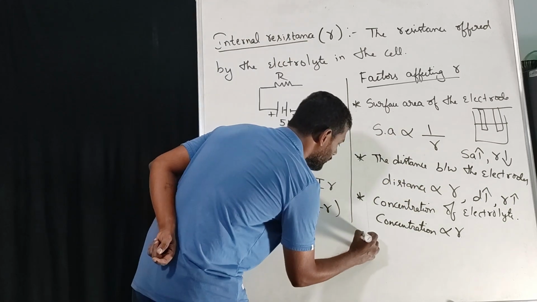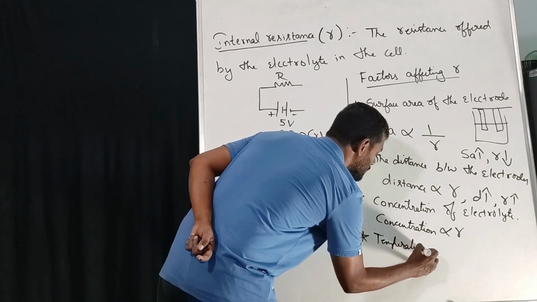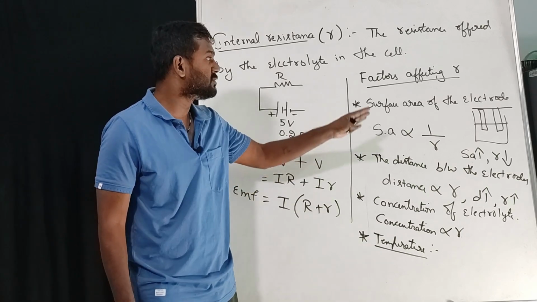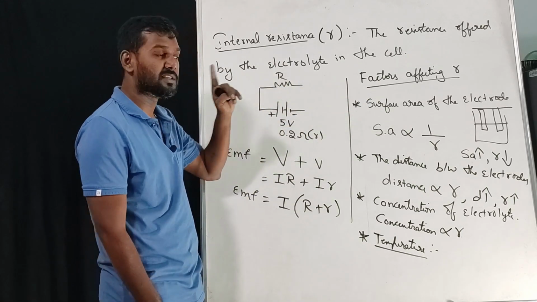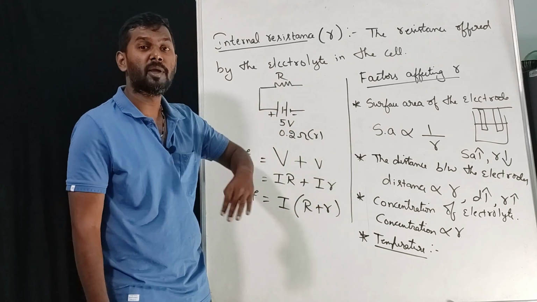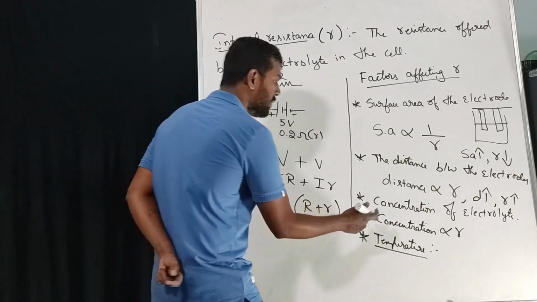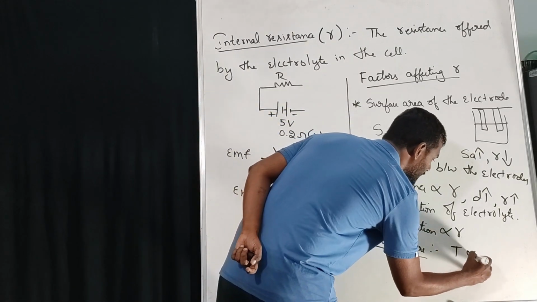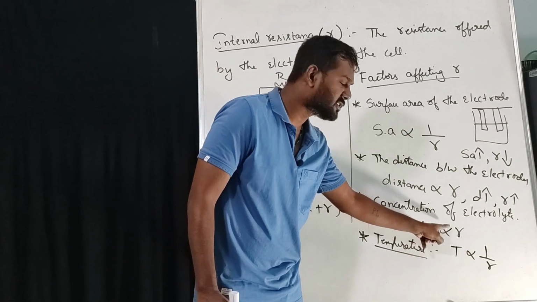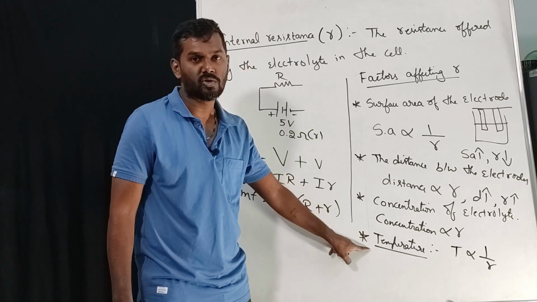The last factor will be temperature. See, this is one of the confusing factors. Why? Because when it comes to the normal resistance, external resistance, capital R, if the temperature is more, external resistance will be more. But when it comes to small r, internal resistance, temperature is inversely proportional to internal resistance. That means if the temperature is more, internal resistance will be less. So this one you should remember.